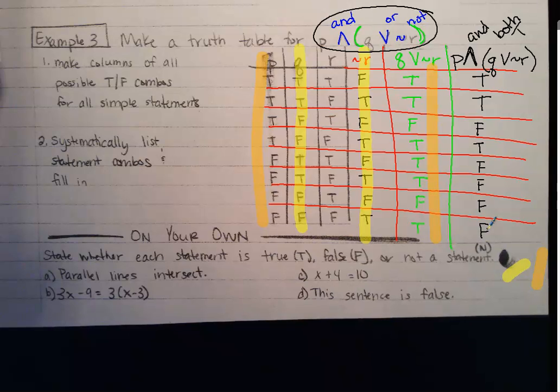So yeah, I get it, because there are so many columns. You have to do so much work for each of them that I get that it's tough. And that's why in my notes, I highlight to help me know which one to look at. That's why I do it here, to help you see that I'm looking at these letters. All right, so on your own, state whether each statement is true, false, or not a statement. So you could put the N for neither.